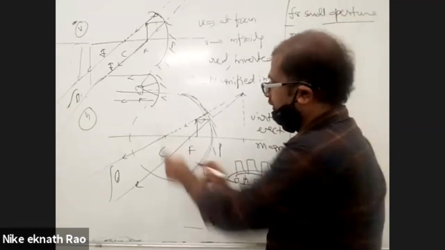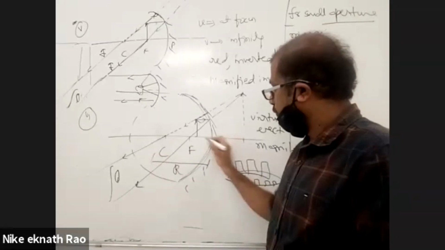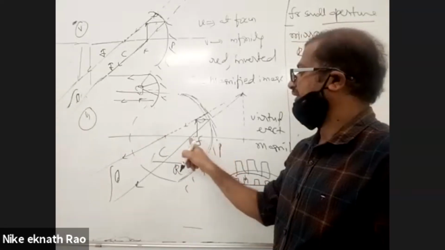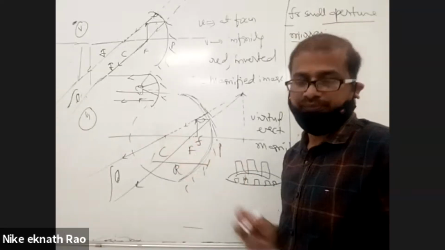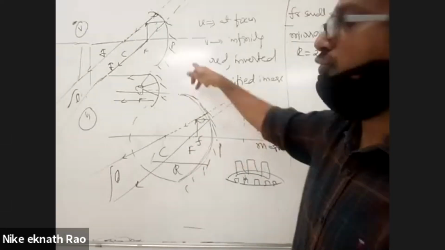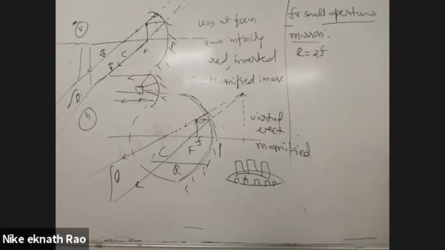R is equal to 2F, where PC is equal to R. Pole to focus is called the focal length. So R is equal to 2F means F is the midpoint of PC. That is what we are going to see now. I am drawing these two images for everyone.